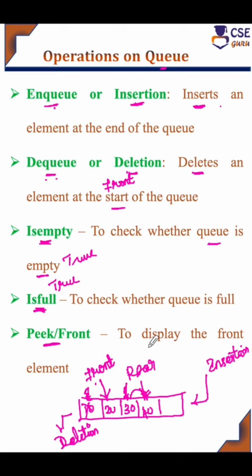And peek or front operation means: what is the value the front pointer is pointing to? Now it is pointing to element 20. So the peek or front operation will just display the element present at the front pointer. Now the front pointer is pointing to 20, so if you ask to print, it will print 20. The peek operation will display 20. So these are all the basic operations we can perform in a queue.